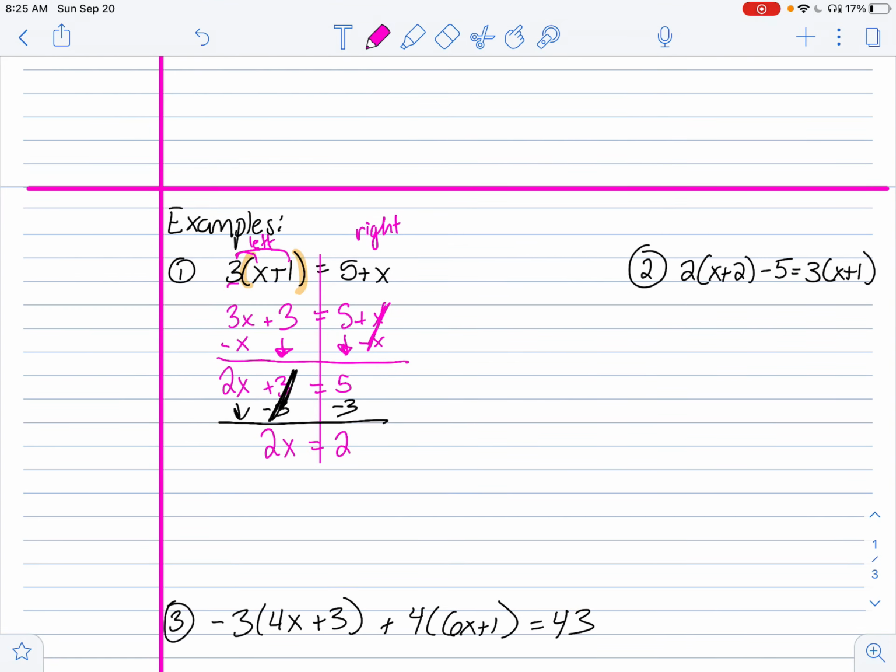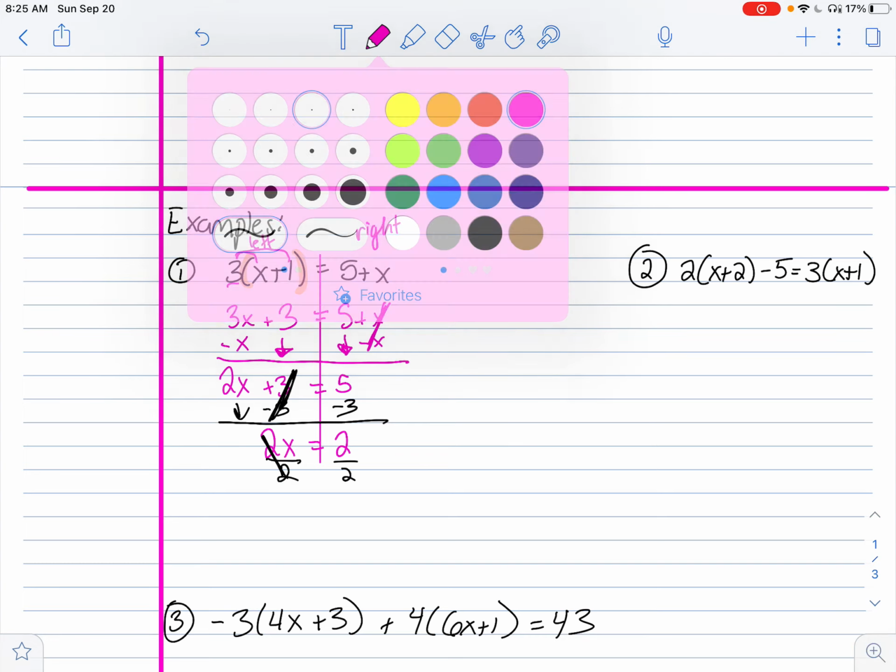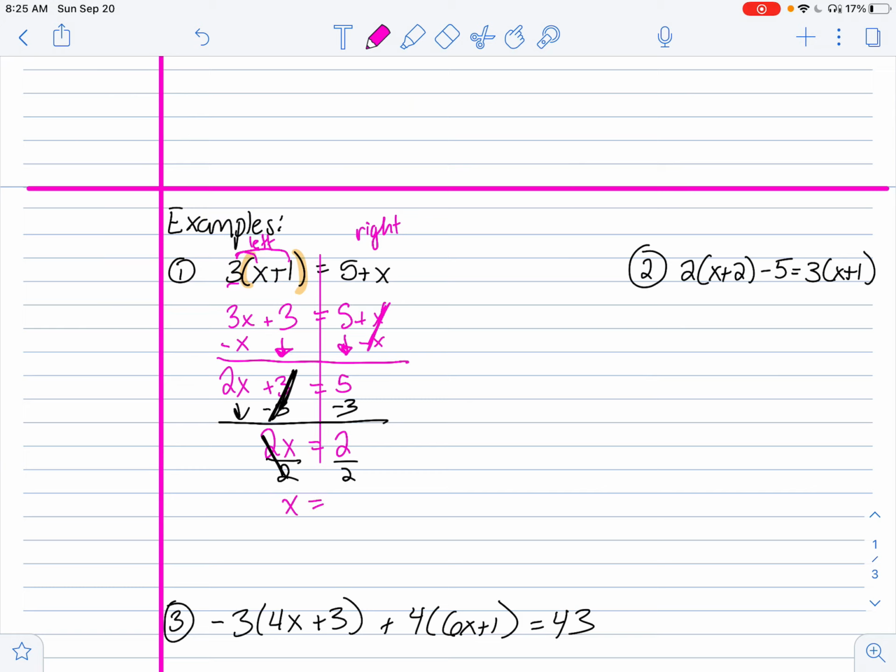And then to get rid of this 2 out in front, I know that it's being multiplied to that x because there's nothing in between. I have to divide both sides by 2. My 2's cancel out, I'm left with x equals, and then 2 divided by 2 is just 1. So there's our solution for number 1. Let's move on to number 2.